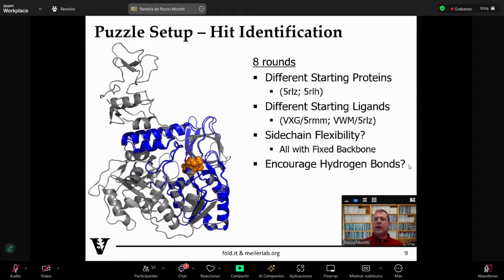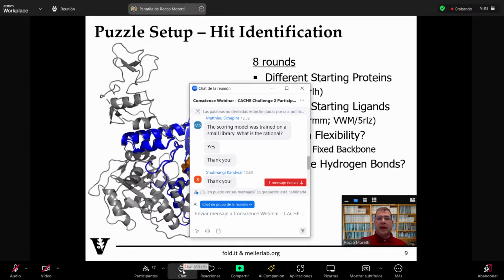And also some of the later puzzles encouraged hydrogen bonding by having objectives that gave a bonus if a number of different hydrogen bonds were made to the rest of the protein. And to focus players into the active site that we're looking at, so the RNA binding site, we provided just a trimmed structure that encompassed just the binding areas that we were interested in, listed in blue there.